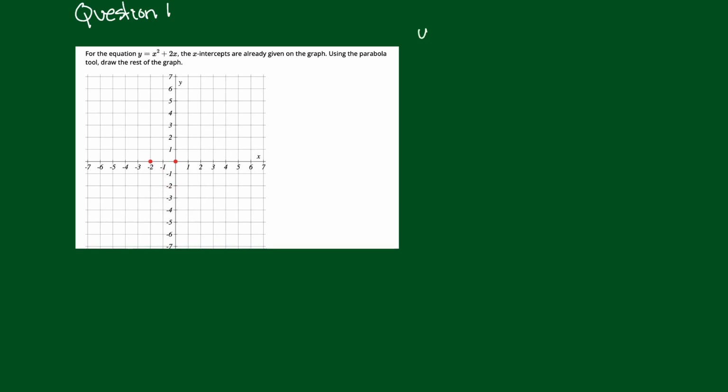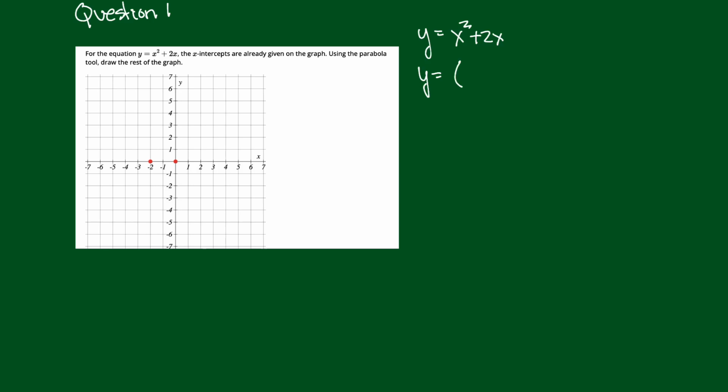So I'm going to rewrite the equation here. Y equals x squared plus 2x. Now, I'll write this like this. I'm going to complete the square. You remember how to do that? You take half of this coefficient, square it, and then add it to both sides. Well, we're kind of going to do that, but a little bit different.